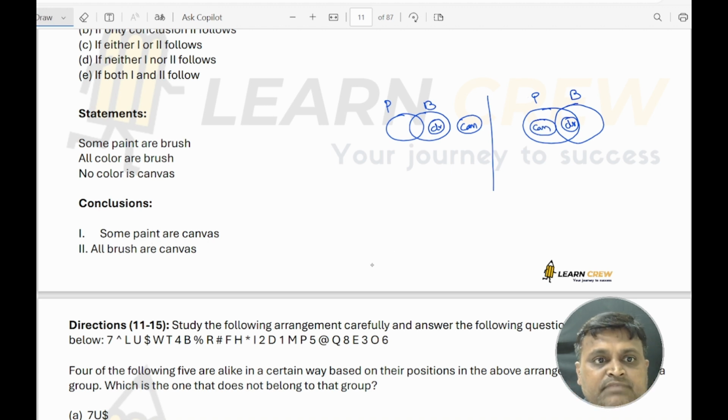Some paint or canvas, wrong here. Some paint or canvas, here it may be correct. All brush or canvas is wrong here. So the answer is neither one nor two. Neither one nor two is correct. Now next, option D is correct.